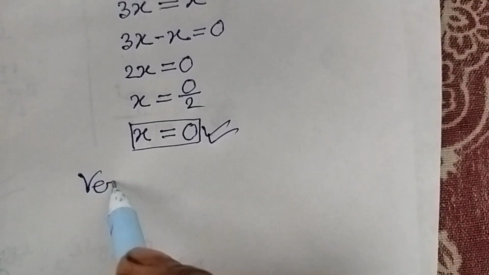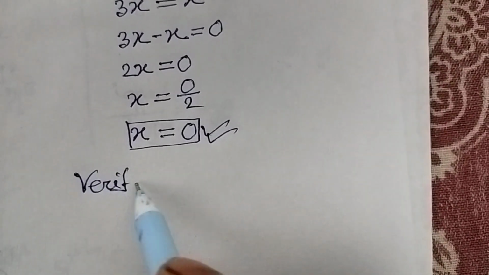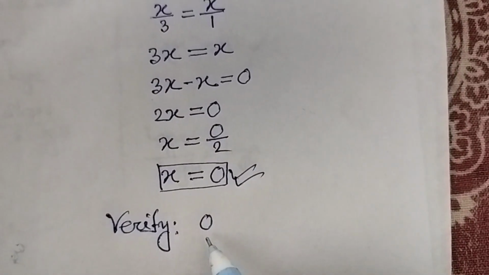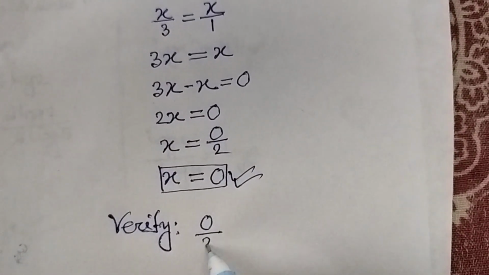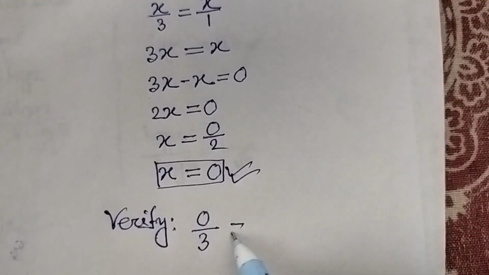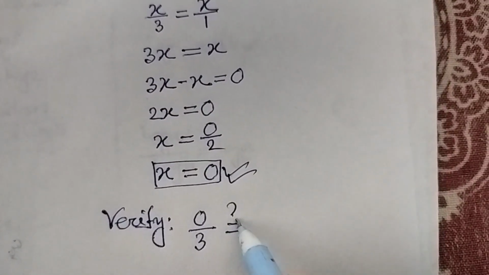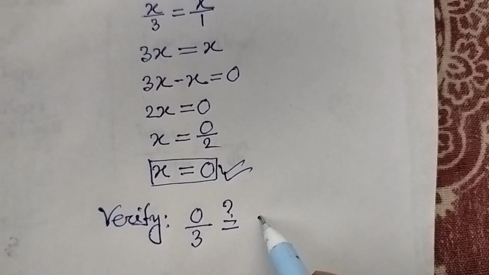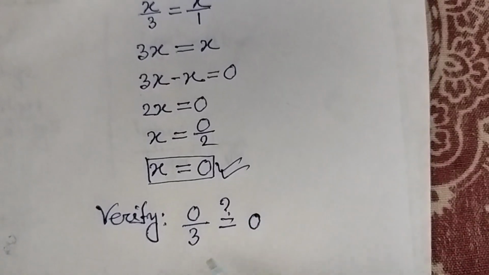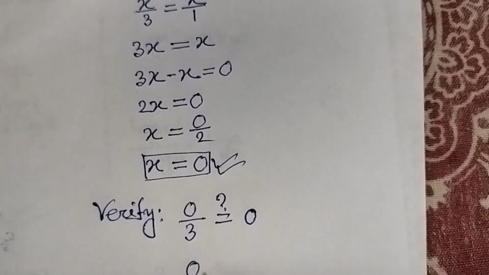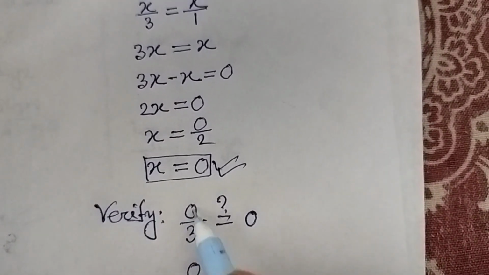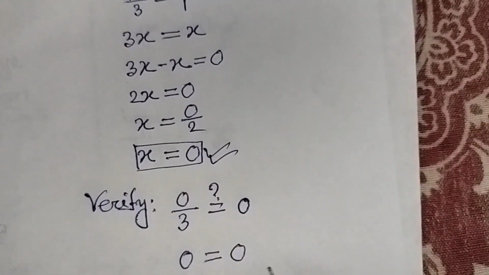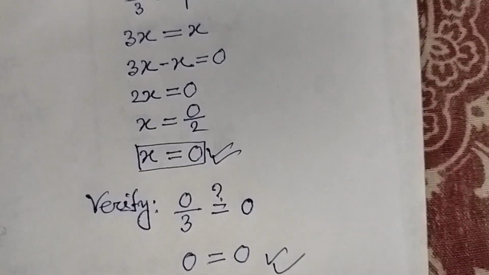Now we will have to verify whether this solution is correct or not. 0 by 3 equal to question mark, 0. Now 0 by 3, 0 equal to 0. This verifies our answer is correct.